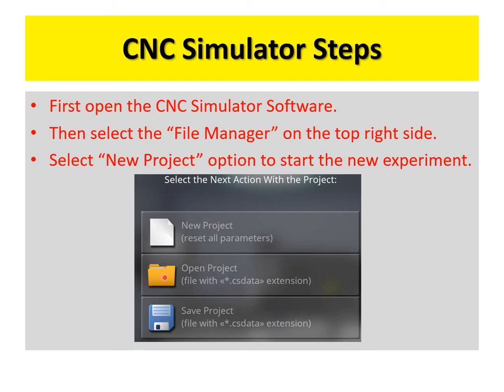Now there are three options you can see. The open project option is used to continue work from a previous session. I mean, if you have already a job saved, you can open it from this option. Save is for saving the current progress, and new project is for starting a new job, as we are doing here. So we will start with the new project option.